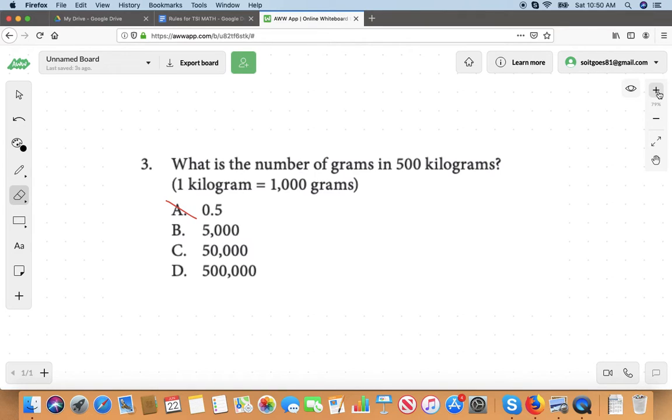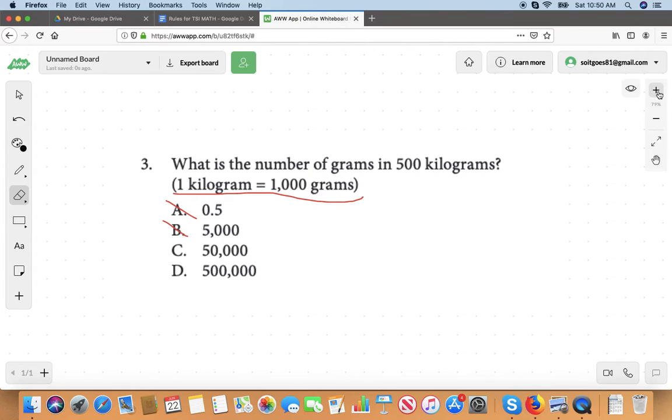All right, so let's look at answer choice B. I just want to think about this logically again. Could the answer be 5,000 grams? I'm just using basic logic and basic estimation here. If 1 kilogram is 1,000 grams, which we know it is, because they tell us, then I think I can easily figure out what 5,000 grams would be. 5,000 grams would be 5 kilograms, not 500. So I can eliminate answer choice B. That number is just way too small.